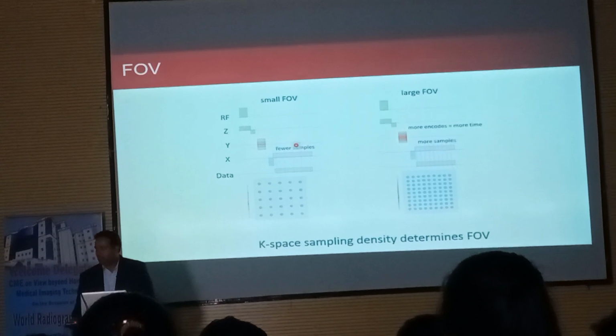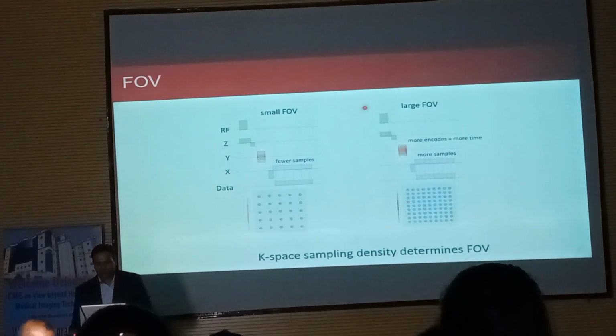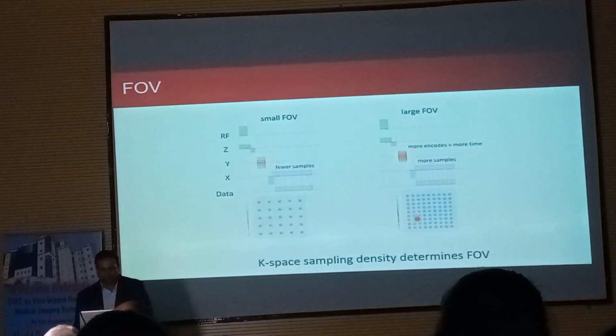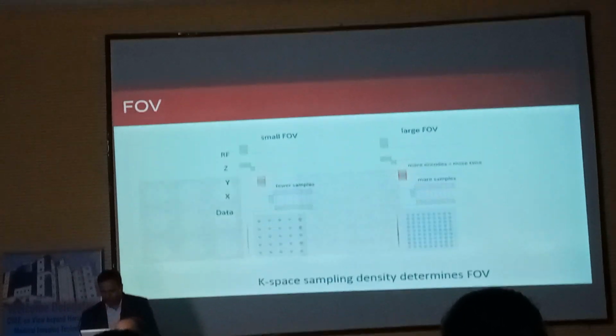So again, for field of view, if you want to understand how the pulse sequences work, small FOV on the left, large FOV on the right. So K space sampling density determines the field of view. You need to have more dense sampling for the larger field of view.